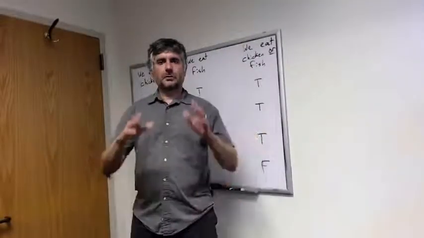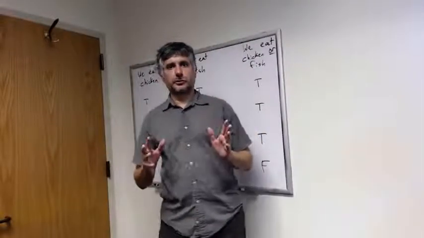The truth functional connective disjunction is expressed by the second meaning of or. It's expressed by the English phrase and or, where you mean it could be one or the other or both. That's what we're going to call disjunction in this class. Now, let's look at the truth table for disjunction.